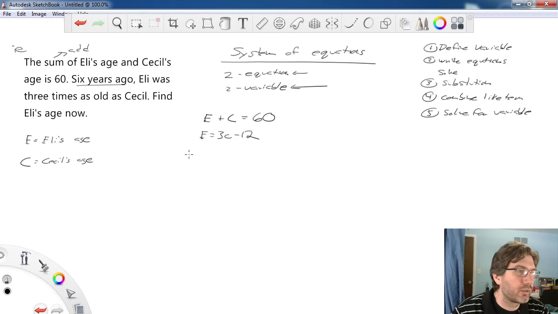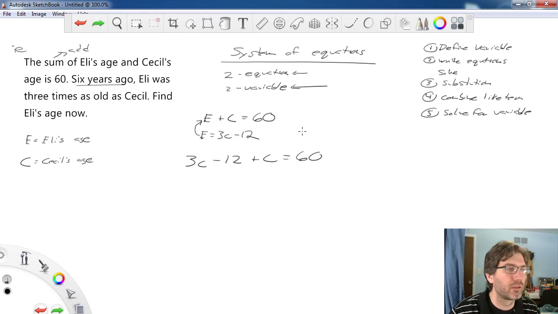Okay, now we can plug in. We get 3c minus 12 plus c equals 60. Again, I'm substituting in this e for this e. That's all I did, just wrote that, which is right there in front of all of that. Combine my c's to get 4c minus 12 equals 60.